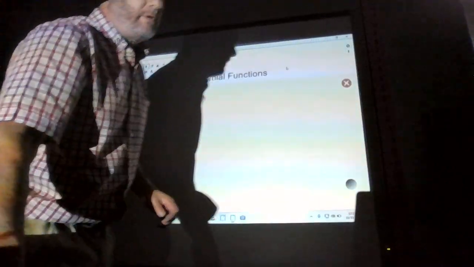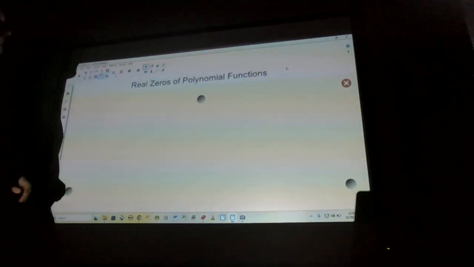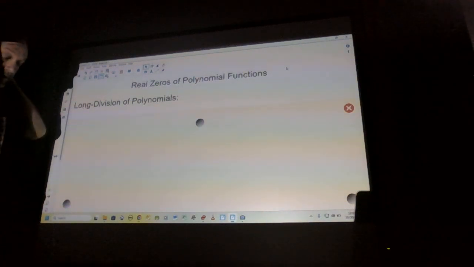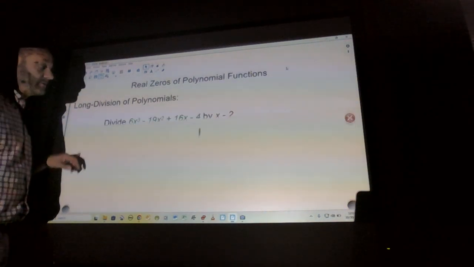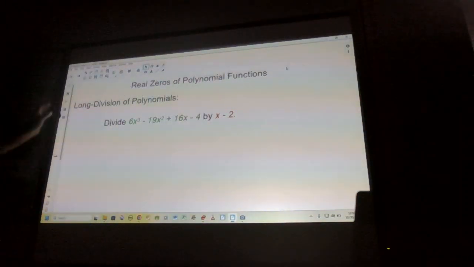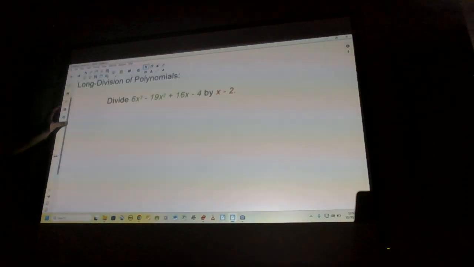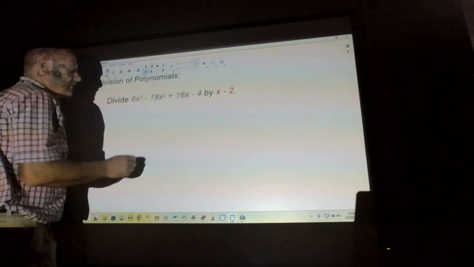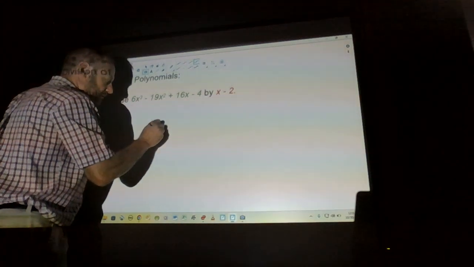Hi guys. Okay, today we're going to talk about real zeros of polynomial functions. So the first thing we're going to do is talk about long division. We want to take this polynomial, 6x to the third minus 19x squared plus 16x minus 4, and divide it by x minus 2. We're going to do that by using long division.